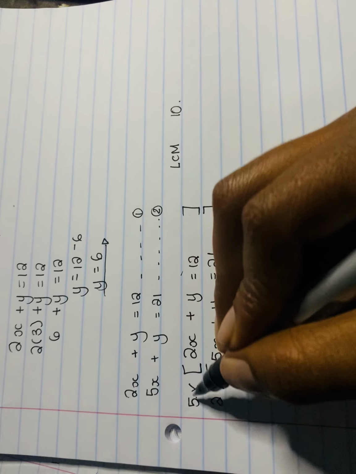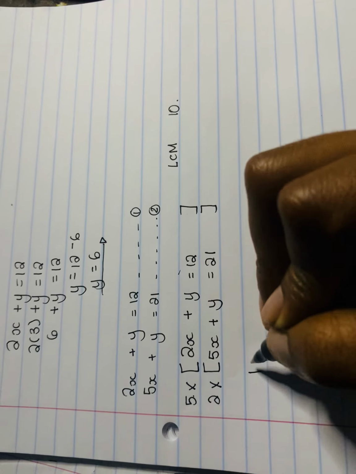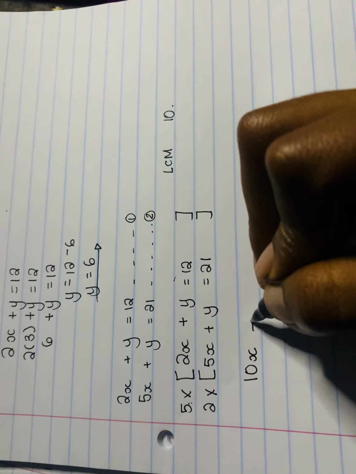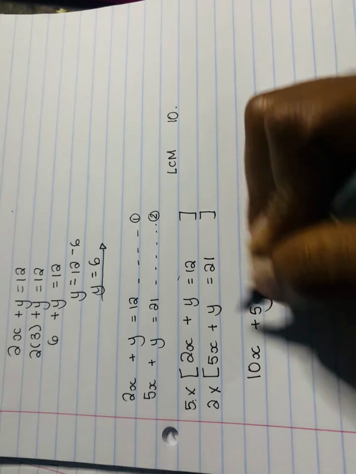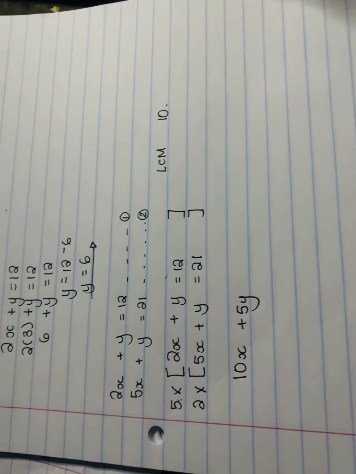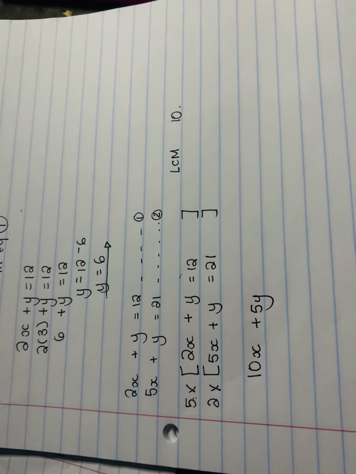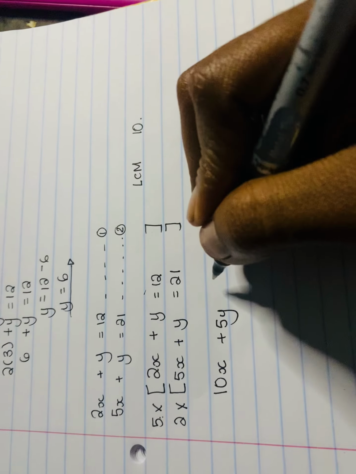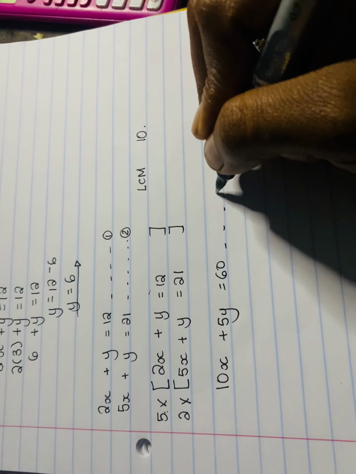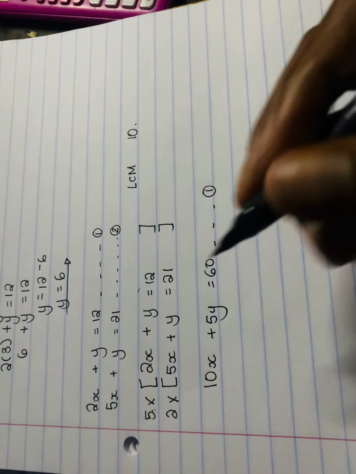Right, so let's multiply 2 with 5. We get 10x. 5 with y, we get plus 5y. Then 5 times 12, we get 60. Why am I not trusting my answers? Yes, it's 60. Now this is our equation number 1.